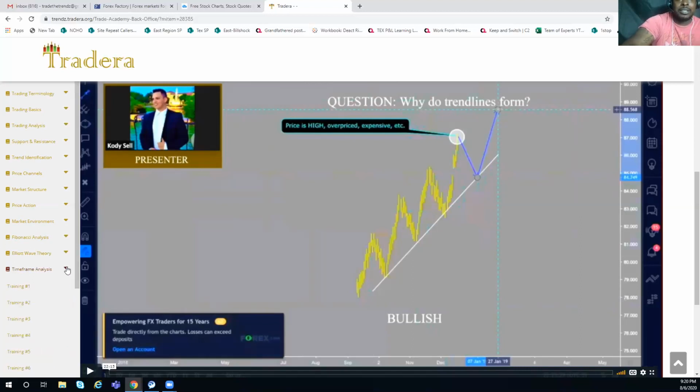Time frame analysis, correlation, and risk management. I actually believe risk management should be number one, to be honest with you, because a lot of times, especially with new traders, people get in with the thought of, I'm going to get rich in 30 days, or overnight, or this week. And that's not the case.